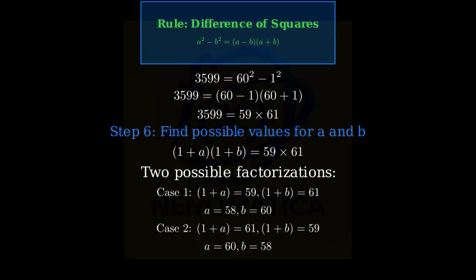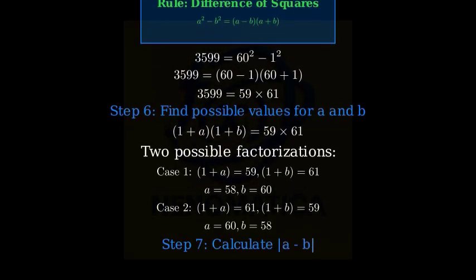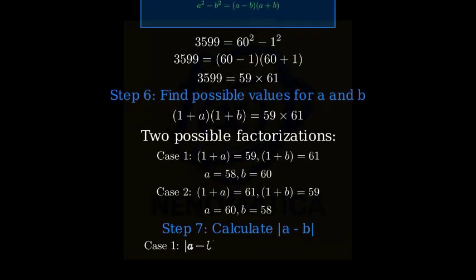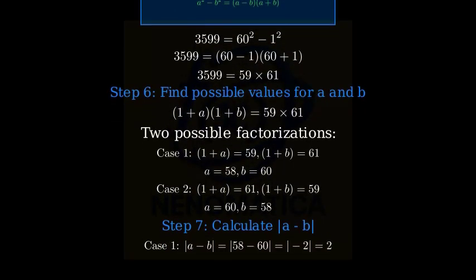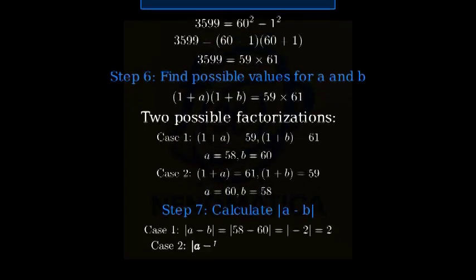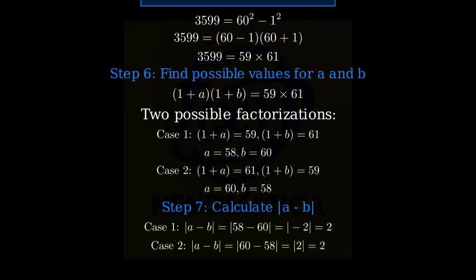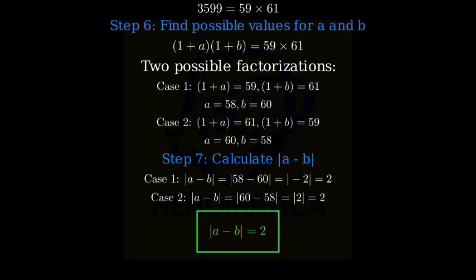Case 2, 1 plus a equals 61, and 1 plus b equals 59, which means a equals 60 and b equals 58. Step 7. Now we can calculate the absolute value of a minus b for both cases. For case 1, the absolute value of a minus b equals the absolute value of 58 minus 60, which equals the absolute value of negative 2, which equals 2. For case 2, the absolute value of 60 minus 58 equals 2. We see that in both cases, the absolute value of a minus b equals 2. So our answer is 2.